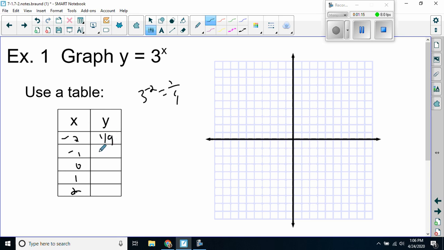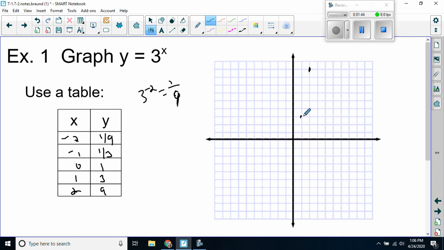3 to the -1st power is going to give us 1 over 3. Because remember, guys, anytime you have a negative exponent, it just brings it to the bottom, okay? Creates a fraction. And then 3 to the 0 power, anything to the 0 power is always 1. And then 3 to the 1st is 3, and 3 squared is 9. So there's our table of values. We're going to come over here and we're going to graph them. So I've got 2, 9, so 1, 2, and then all the way up to 9, and put our dot.